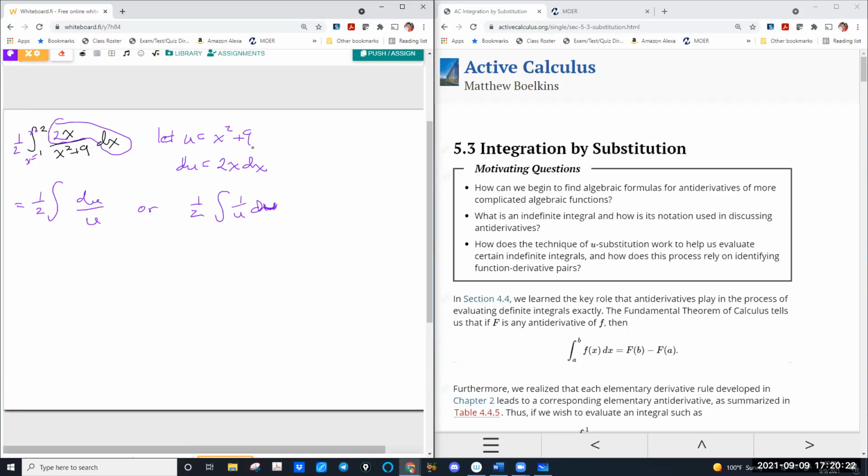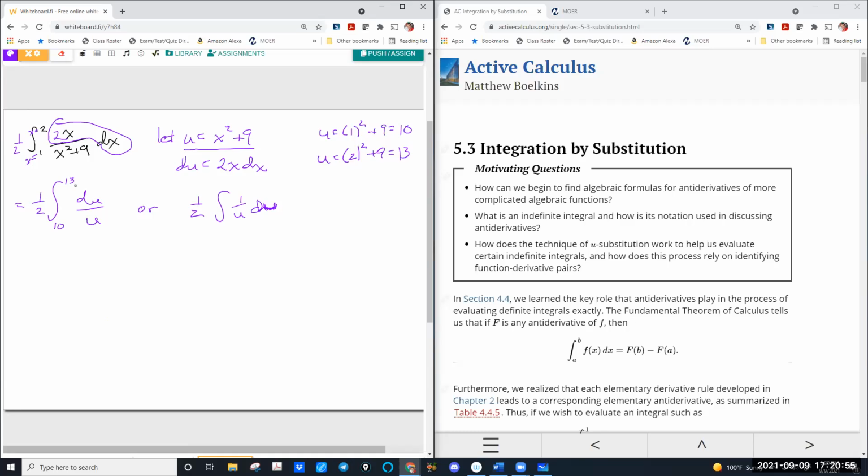But how you change the limits, well, here's your exchange between u and x. So when x is 1, so 1 squared plus 9. So for the limit of 1, where x is 1, u would be 10. And u equals 2 squared plus 9, or 13. So those are limits in terms of u.